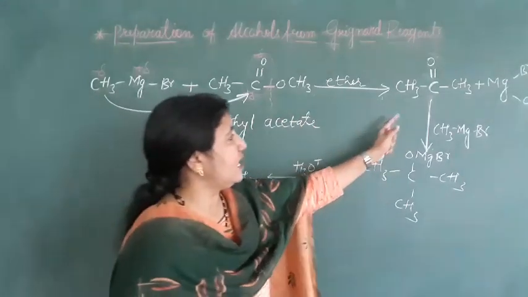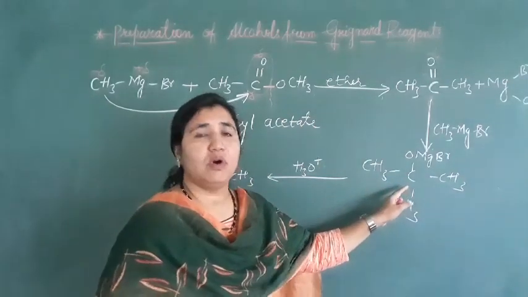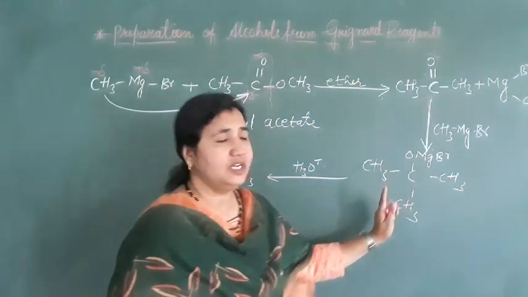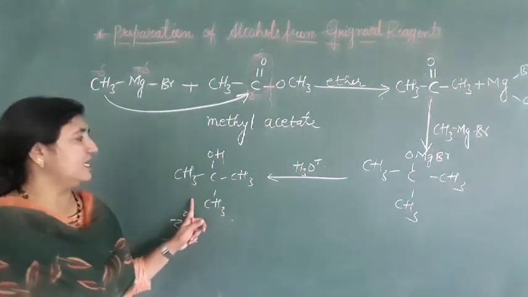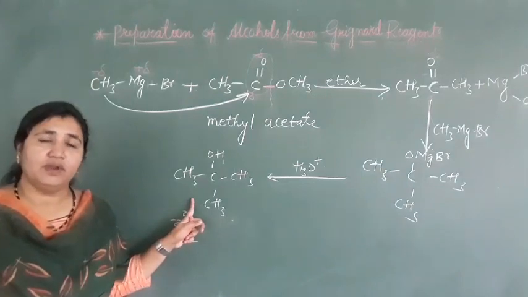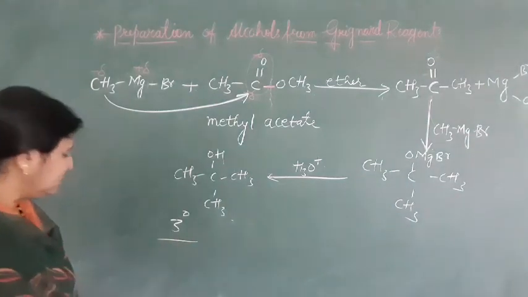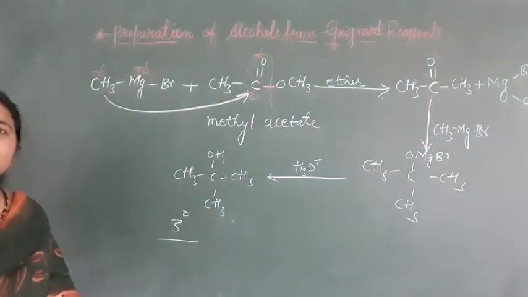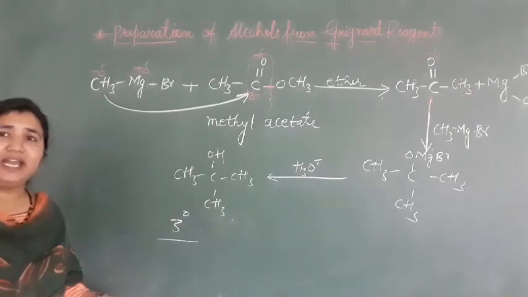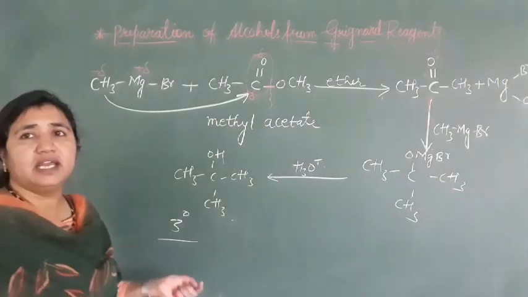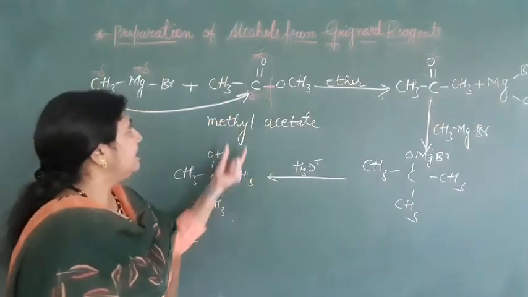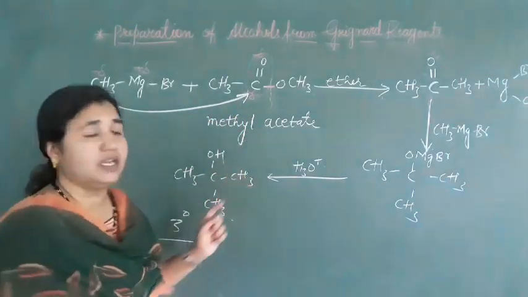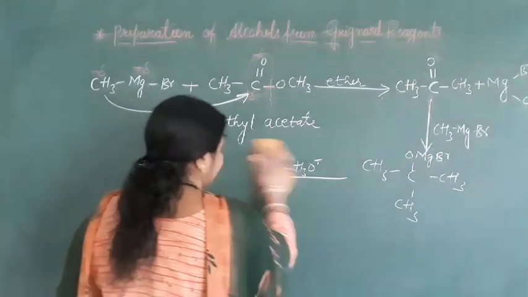And this acetone again further reacts with one more of this Grignard reagent. It gives an addition product, which on hydrolysis gives a tertiary alcohol. Okay. So 4 methods we have seen till now: formaldehyde, then acetaldehyde, then acetone, and then acetyl chloride, and the next one is the ester. One more is there, ethylene oxide.